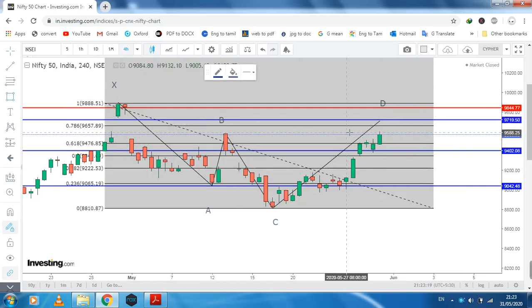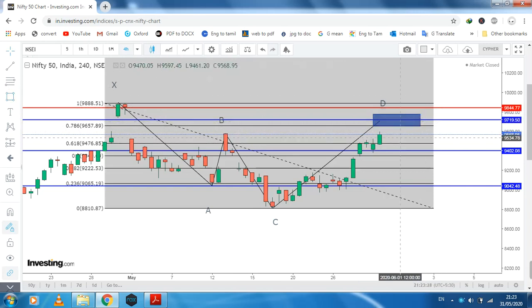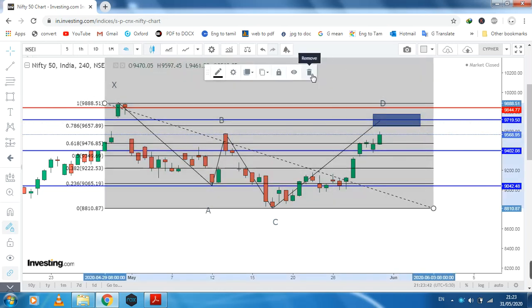This 0.78 needs to be touched by the market. Minimum touch 0.78. The market needs to come and touch 0.78. After that you need to go to the low time frame and check that the market comes down again. After that you can go for the entry. That is the entry point. So minimum touch this 0.78.